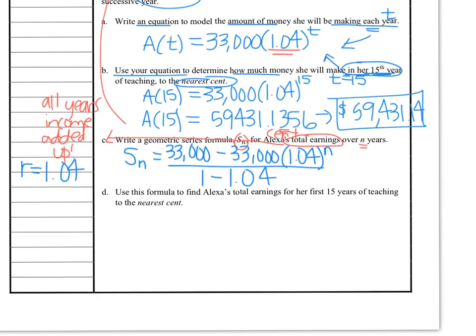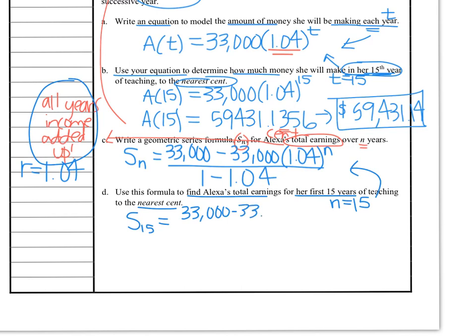Now, using this formula, it says to find Alexa's total earnings for her first 15 years of teaching to the nearest cent. So once again, we're going to be plugging in 15, so n is going to equal 15. We're going to plug it into that formula, and it's going to tell you all of her year's incomes added up together over the 15 years, okay? So for this, we're going to do S sub 15, so plug in a 15, and just copy down what we had before, so 33,000 minus 33,000 times 1.04 to the 15th power, all over 1 minus 1.04.